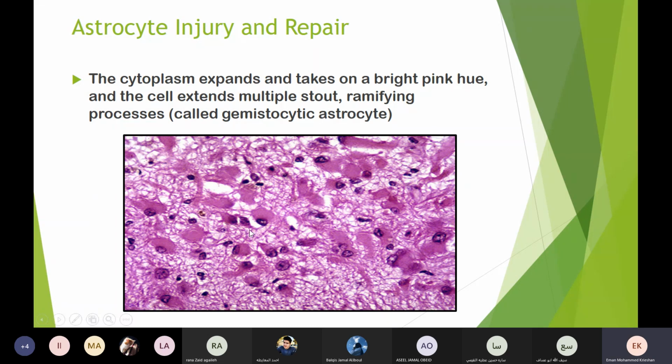The eosinophilic cytoplasm and the eccentric nuclei lead to something called gemistocytic astrocyte. So the cytoplasm will expand and take a bright pink hue, deep eosinophilic, with stout processes of cytoplasm. Look here, notice them. So these are called gemistocytic astrocytes that result from astrocytic injury and repair. These are repairing astrocytes, but they can be found in glioma also.